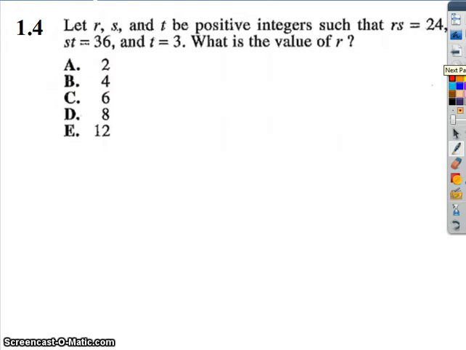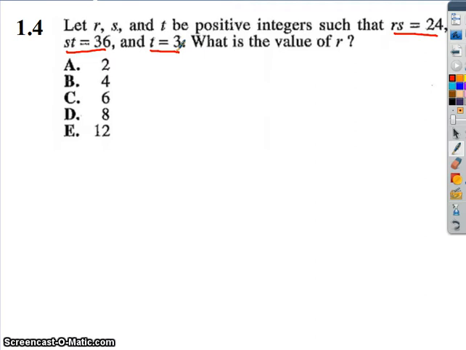Number 4, let R, S, and T be positive integers. Okay, so basically they're whole numbers. They're not decimals. That's what it means by positive integers. RS is 24, ST is 36, and T is 3. This one's actually not that bad. It's like the last one where you kind of evaluate and solve, but you have to work your way backwards.